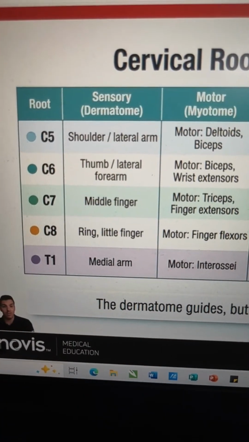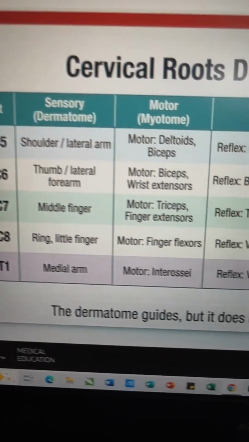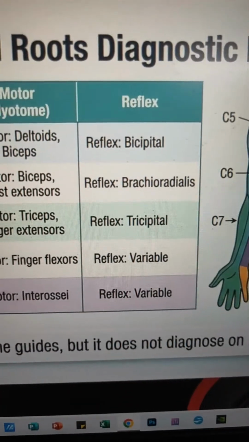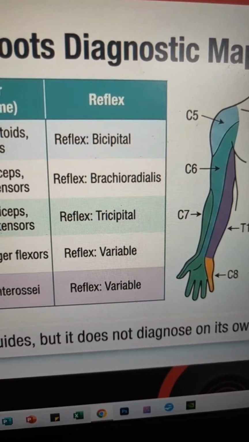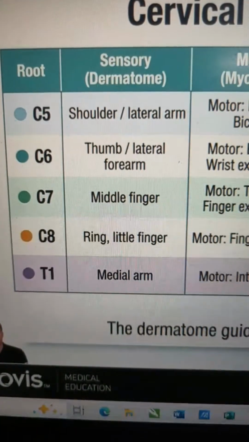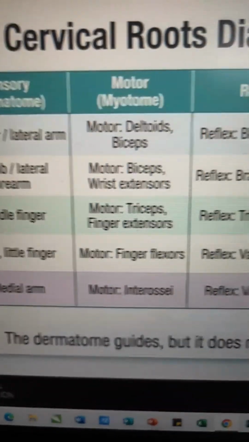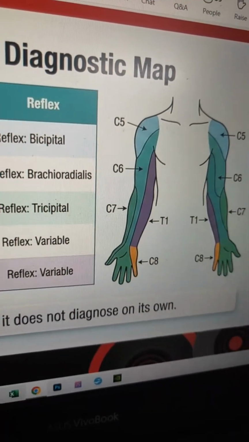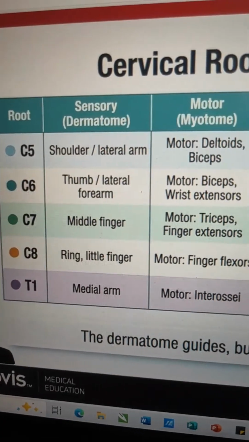At the next level, the classic sensory reference is located around the middle finger. We're now talking about C7, and we should examine the triceps, finger extensors, and the triceps reflex. Then, moving on to the next segment, symptoms appear between the fourth and fifth fingers, and the motor assessment focuses on the finger flexors. And when we move to the first thoracic space, we should observe whether the medial region of the arm and the function of the interosseous muscles of the hand are preserved, or if there is an alteration, which would be considered a positive test.